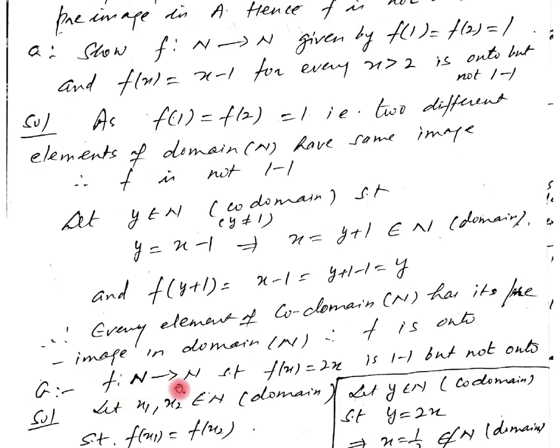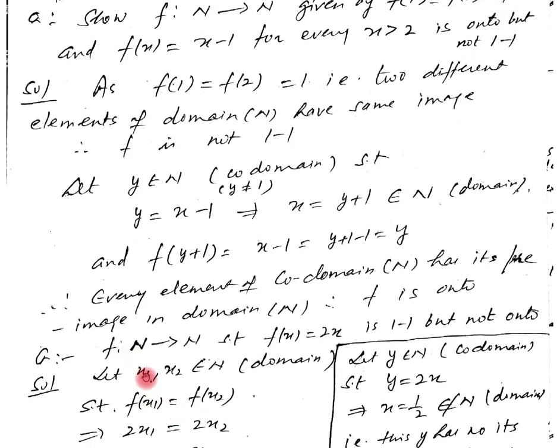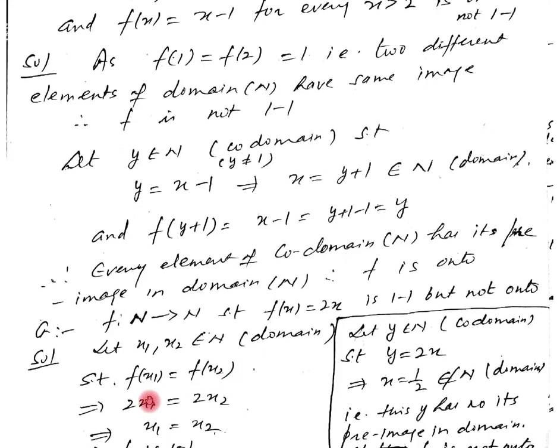Let f be a function from N to N such that f(x) equal to 2x is 1-1 but not onto. Now here we have to prove that the function is 1-1. In the previous question, clearly it was given that different elements have the same image, so the function was not 1-1. Whenever you have to prove the function is 1-1, we can take two elements from the domain such that their images are equal. Let x1, x2 belonging to N, the domain, such that their images are equal.